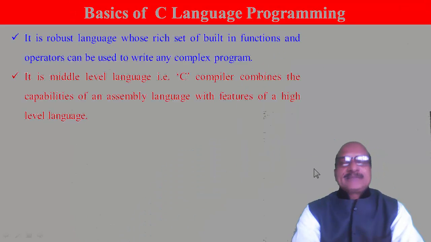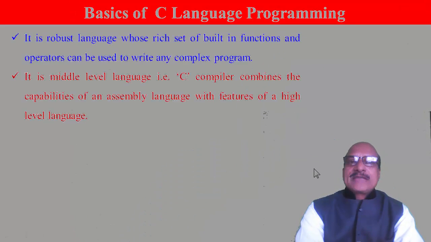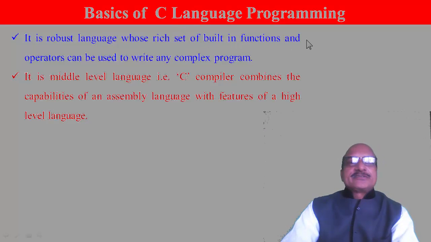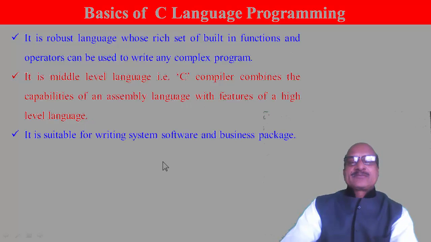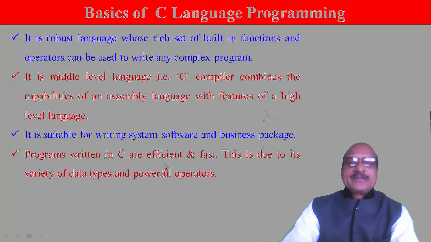The reasons are it is a robust language whose rich set of built-in functions and operators can be used to write any complex program. It is a middle-level language, that is, the C compiler combines the capabilities of an assembly language with features of a high-level language. It is suitable for writing system software and business packages. Programs written in C are efficient and fast.